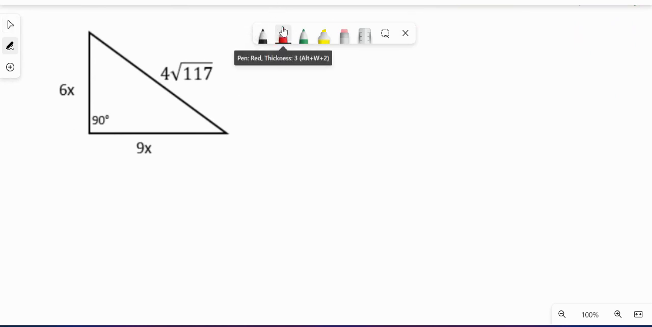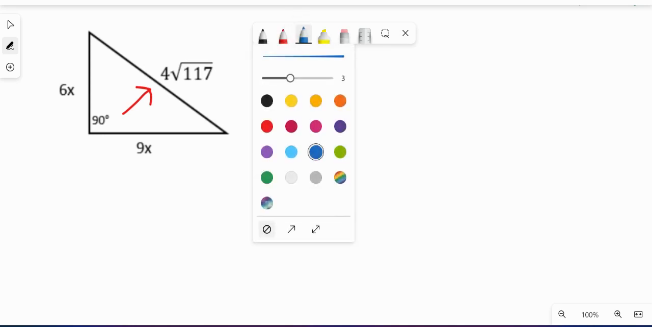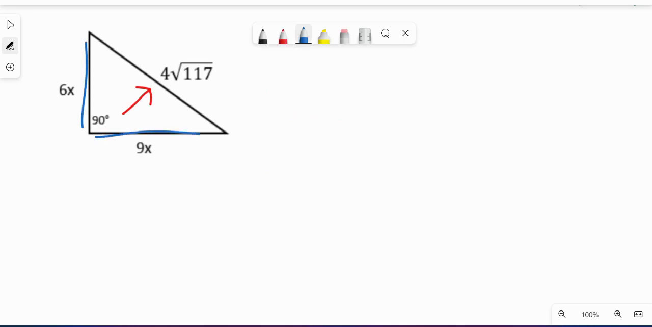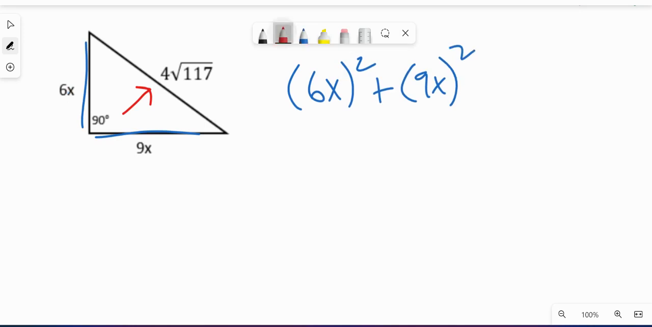Okay. So again, I identify the hypotenuse. Bam. There's the hypotenuse across from the 90-degree angle. These sides are the legs, right? This and this. Okay. 6x squared plus 9x squared. Now remember, again, you need to put them in parentheses. So (6x) in parentheses plus (9x) in parentheses squared equals, even this has to go in parentheses.